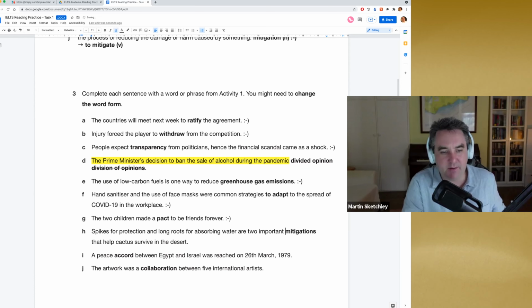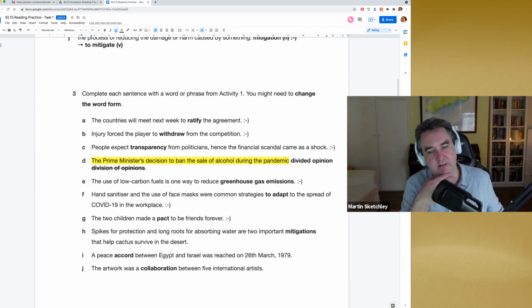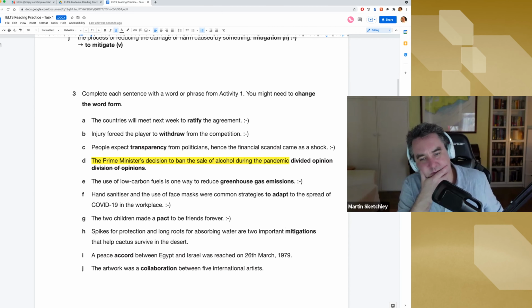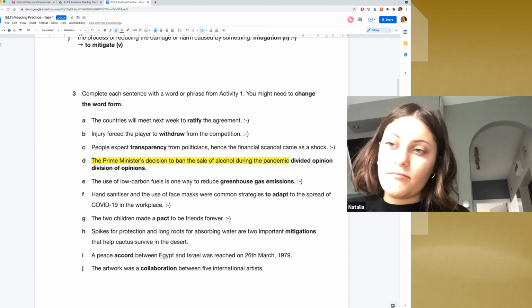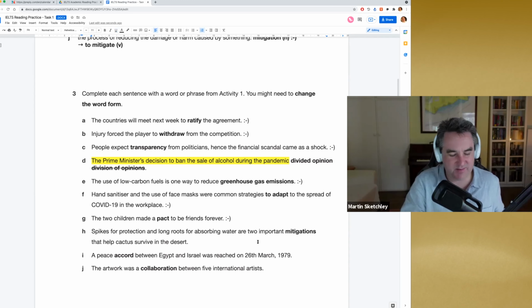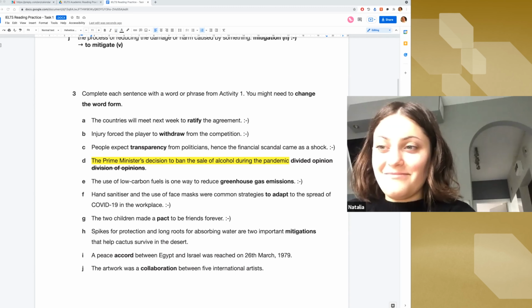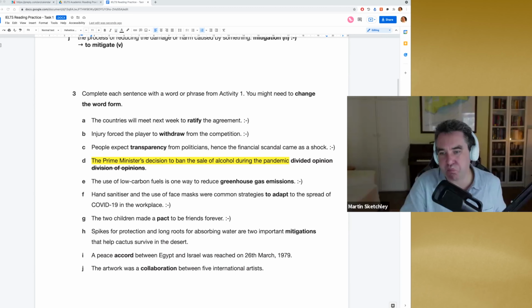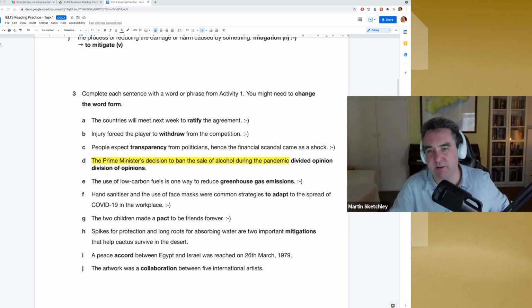Okay. Spikes for protection and long routes for absorbing water are two important mitigations that help cactus survive in the desert. Spikes for protection. That sounds a bit strange to me. It makes sense. It's grammatically correct, but I just want to double check my answers.